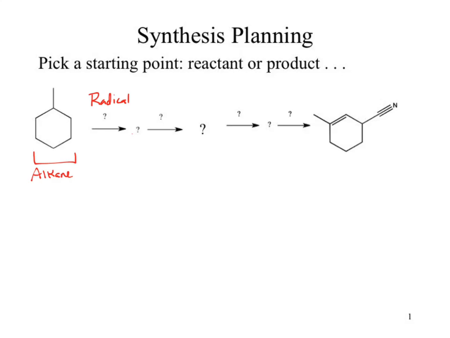So we're starting with an alkane as a starting material, which has very little reactivity, so we're going to have to use a radical reaction. Okay. With our radicals, what are we doing?